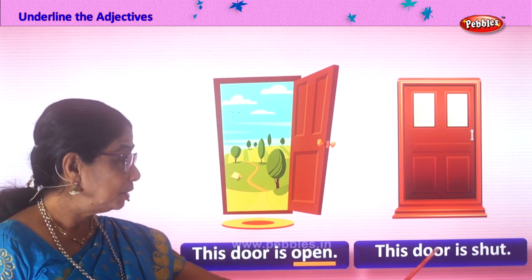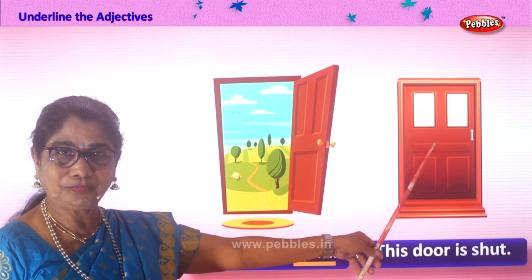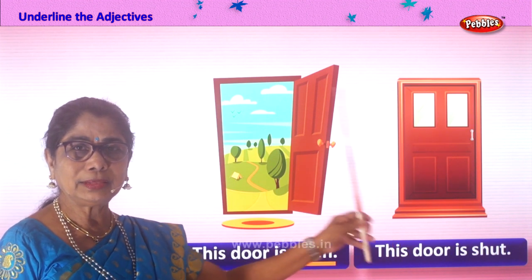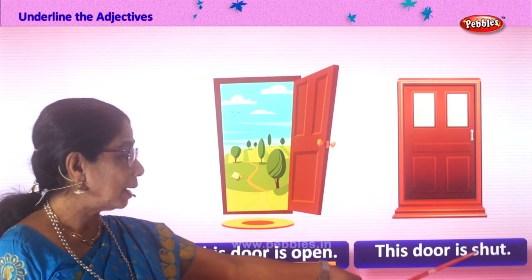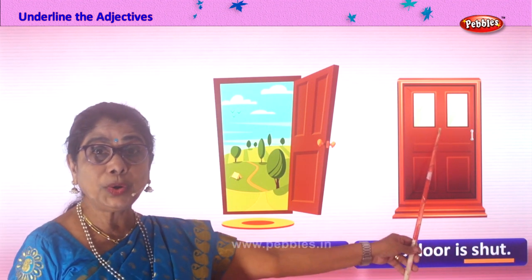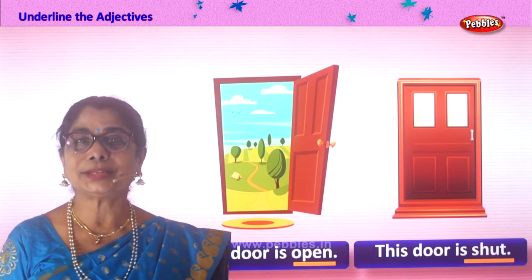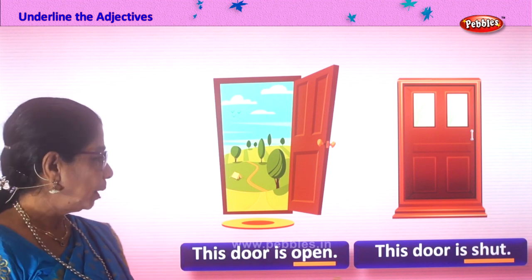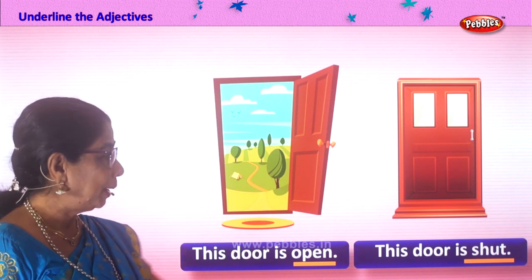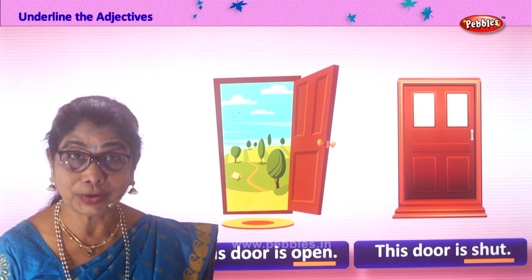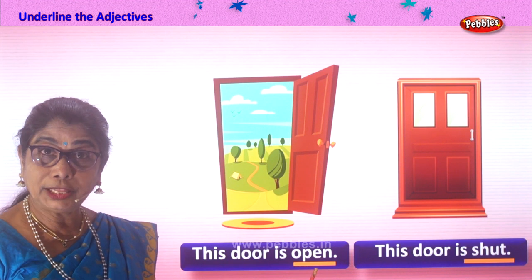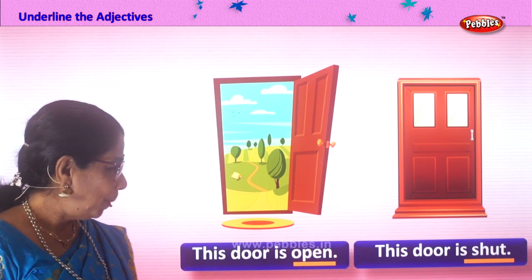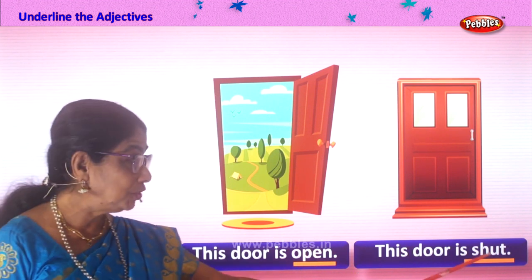Look, this door is shut. Shut describes this door. This door is open, this door is shut. Now shut describes the door here. So we underline shut. We found two descriptive words. This door open, this door shut. Now look. The opposite of open is shut.